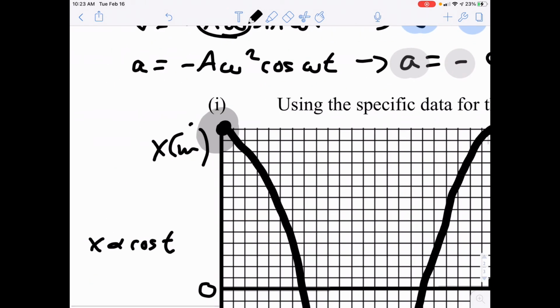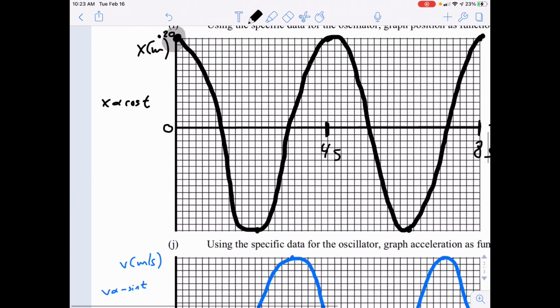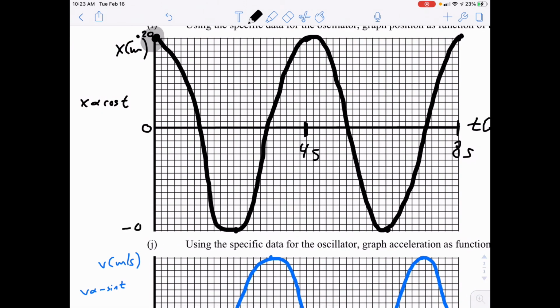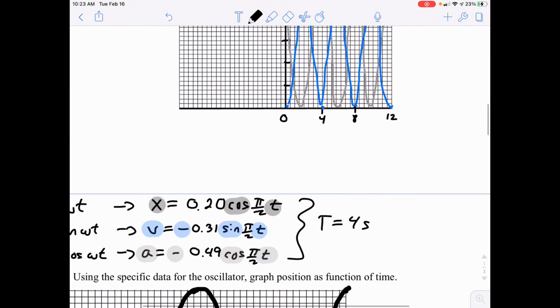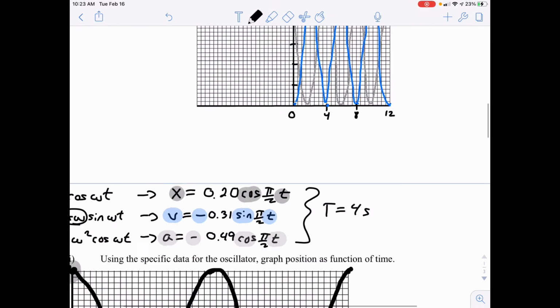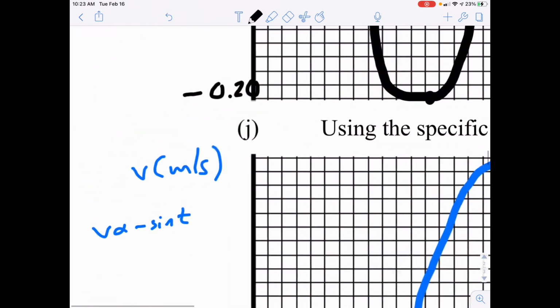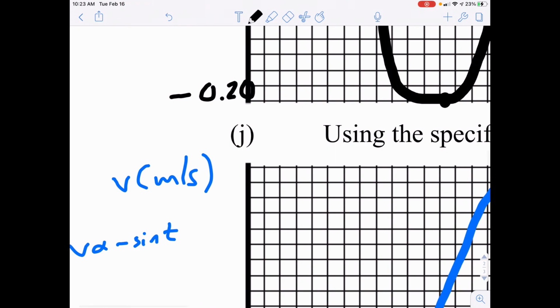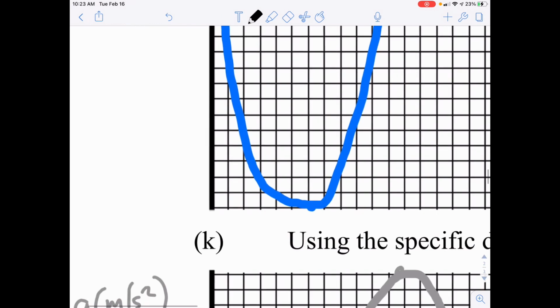I should put a 0.2 here and a negative 0.2 here to represent the amplitude of the position time graph. Similarly, my amplitude for velocity, my maximum velocity, was 0.31. So I should be putting about 0.31 here and negative 0.31 here. And I could even put 0.30, right? And I may have stretched the graph a little above and below that. That's fine. But again, this is a sketch.